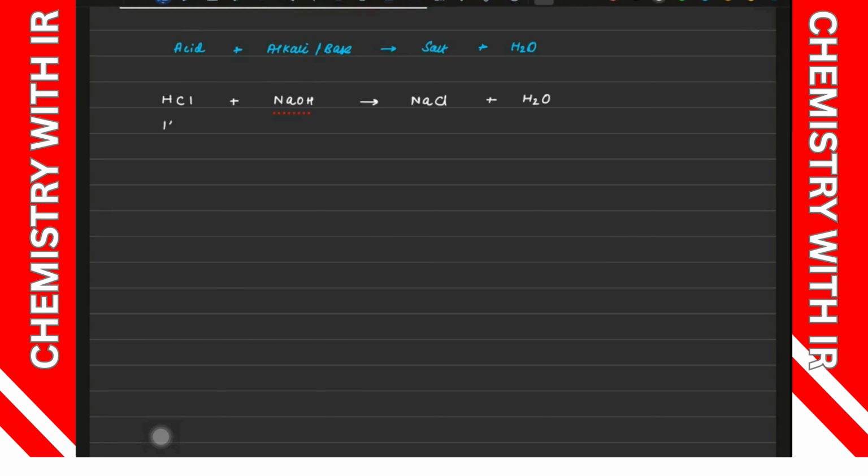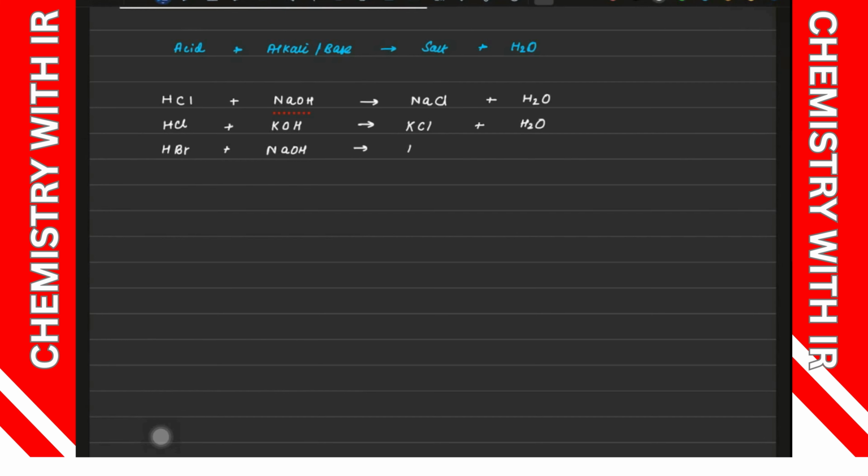Whether you take HCl with NaOH or with KOH, the product would be the same. The criteria is the same: always salt and water. If you take HBr and KOH, it's KBr, not XCl. KCl plus H2O.